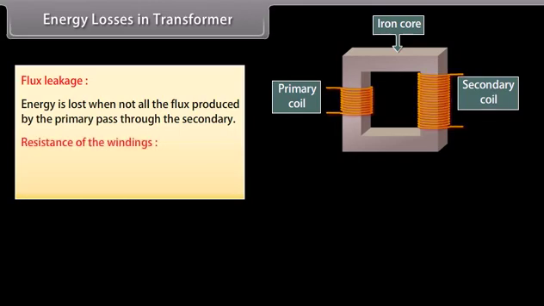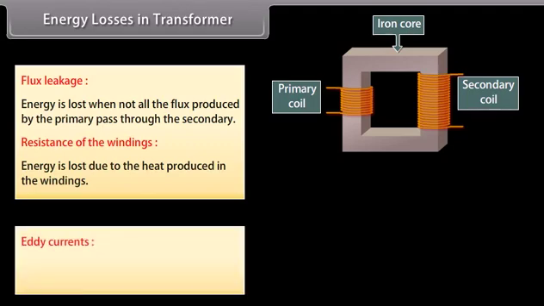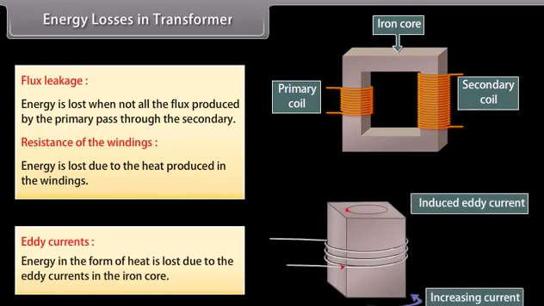Resistance of the windings. Energy is lost due to the heat produced in the windings. This loss can be reduced by using thick wires. Eddy currents. Energy in the form of heat is lost due to the eddy currents in the iron core. This loss is reduced by using a laminated core.